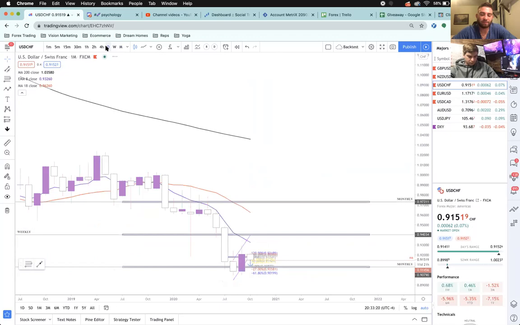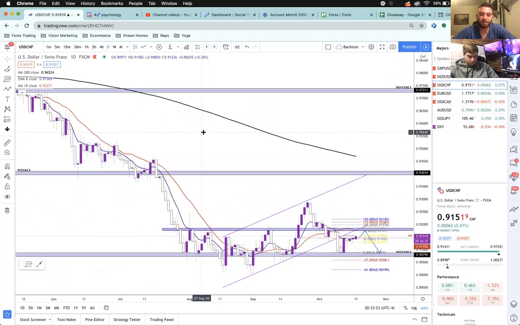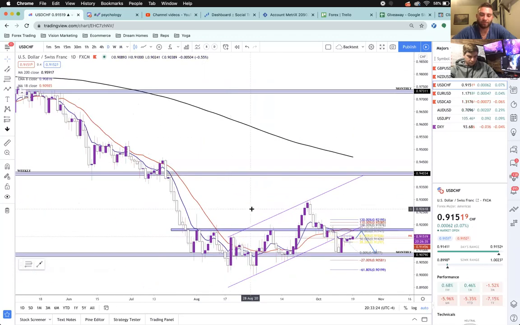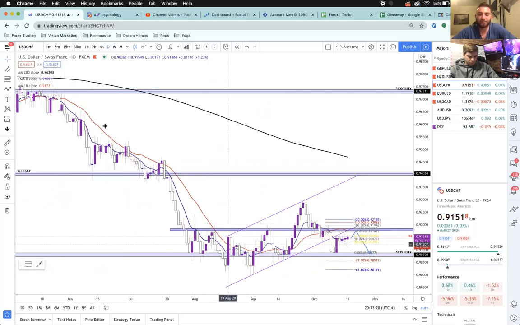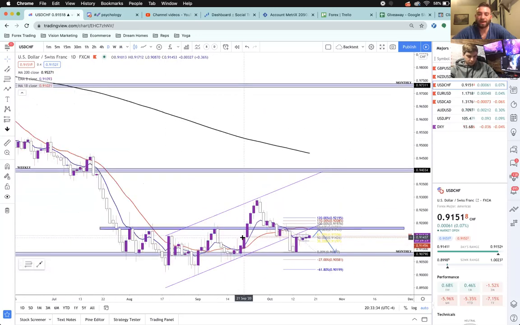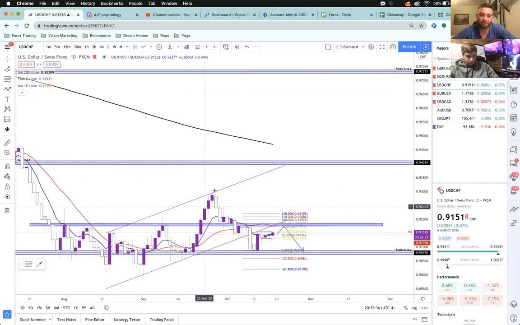Let's break this down further, to the daily. Down on the daily time frame, how I see this is we did have this large bearish leg, a large bearish push where we're just trending. And then we had that bullish engulfing on the monthly. So we had a lot of buyers step in at that level and form a new high.